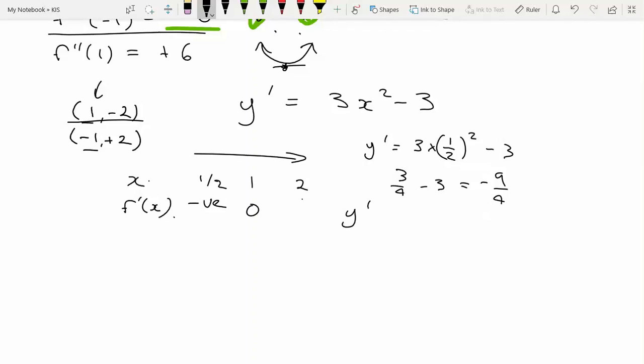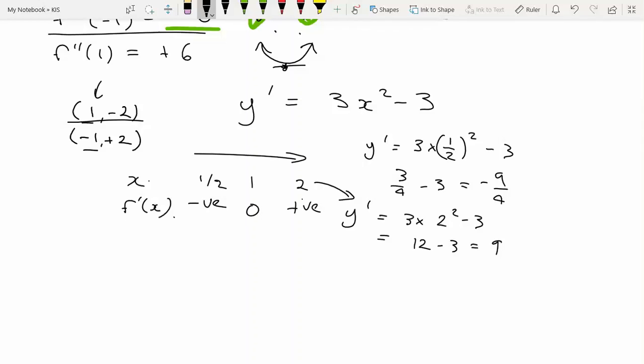Okay, when we substitute 2 into our first derivative, y dash, we will get 3 times 2 squared minus 3, which is going to give us 12 minus 3, which is going to give us 9. And 9's good because it is a positive number. So 9's going to be positive, so we put positive here.